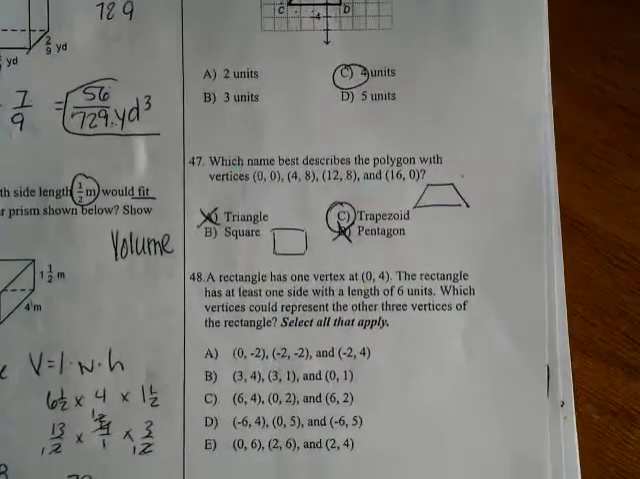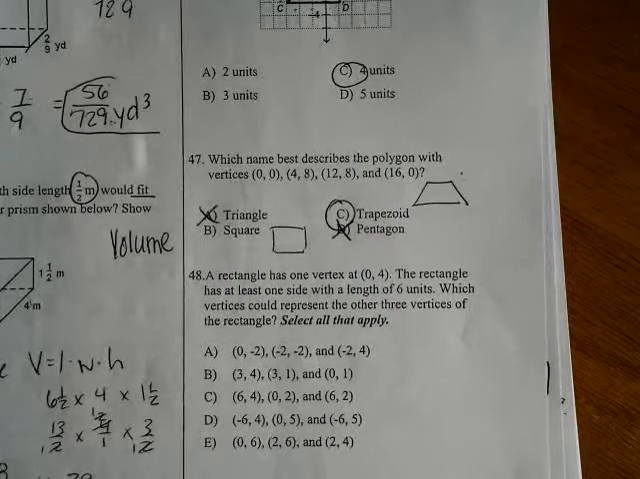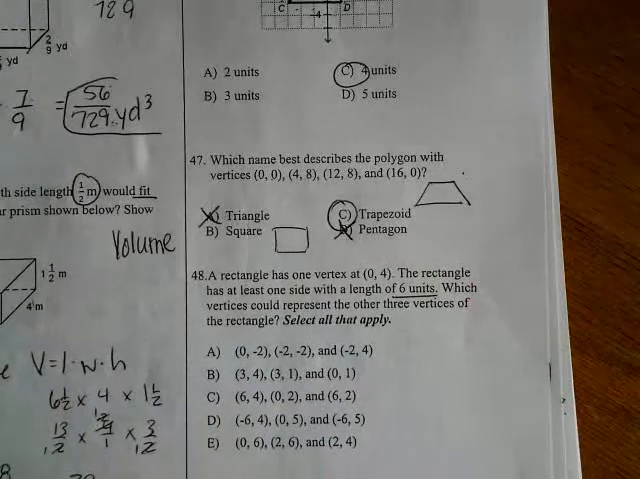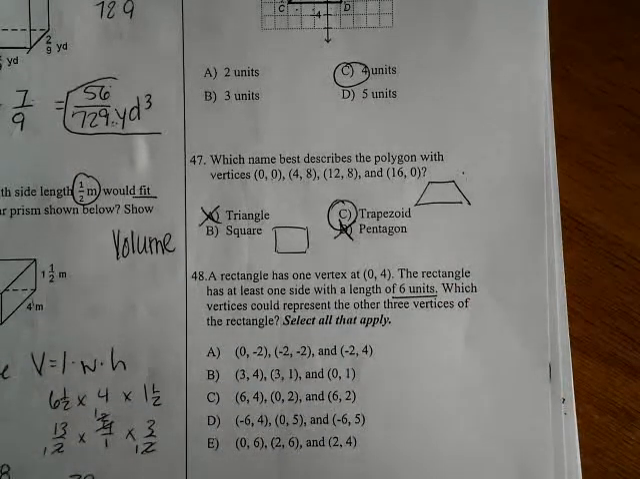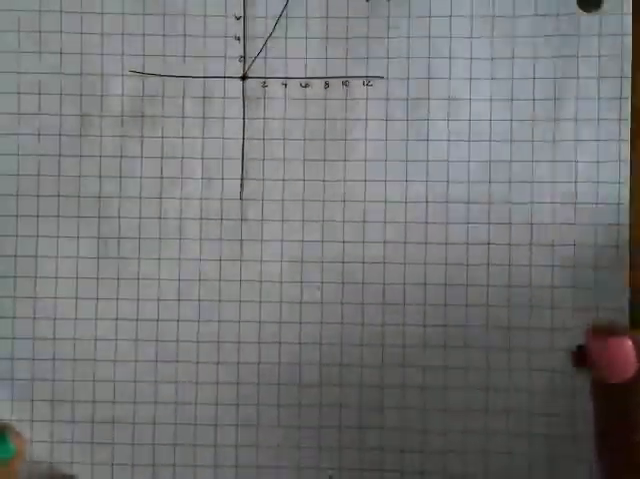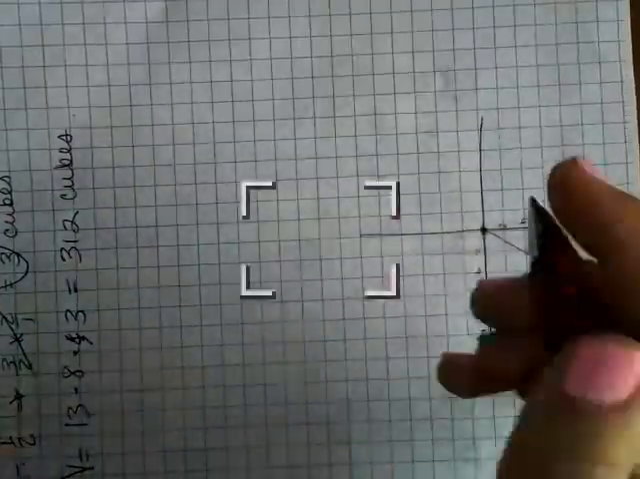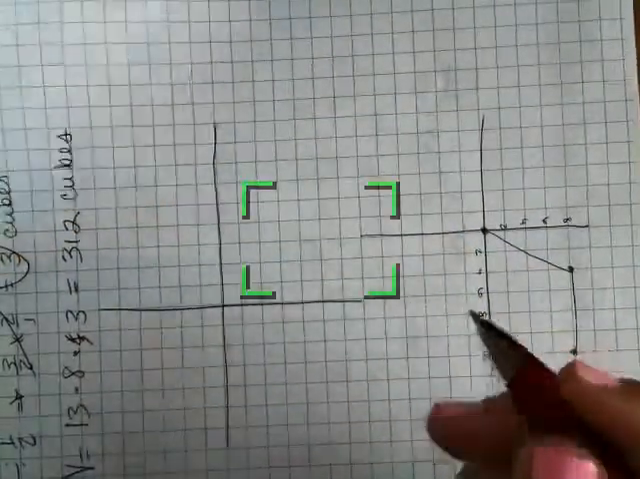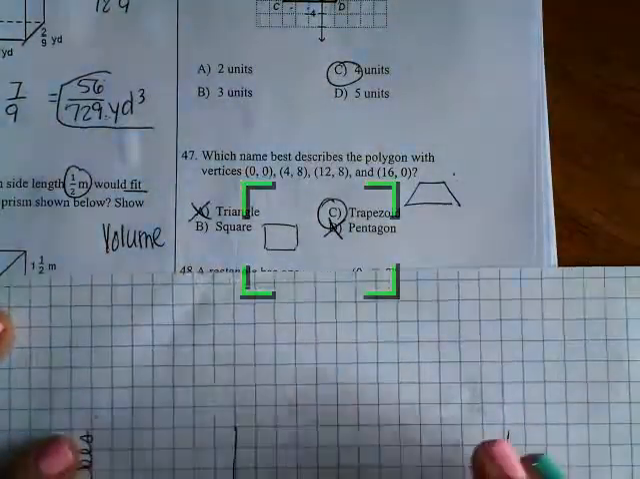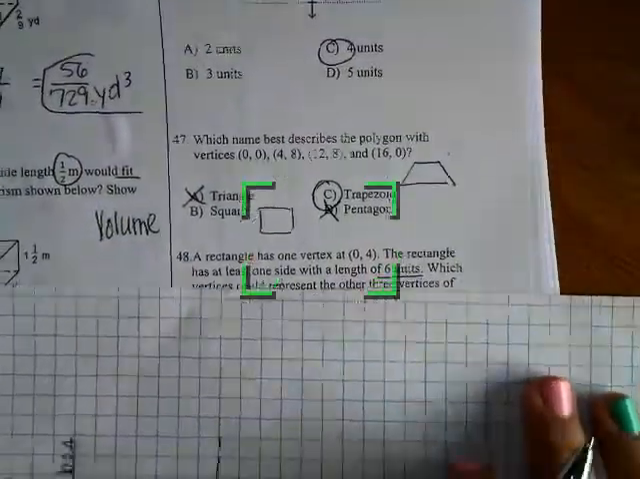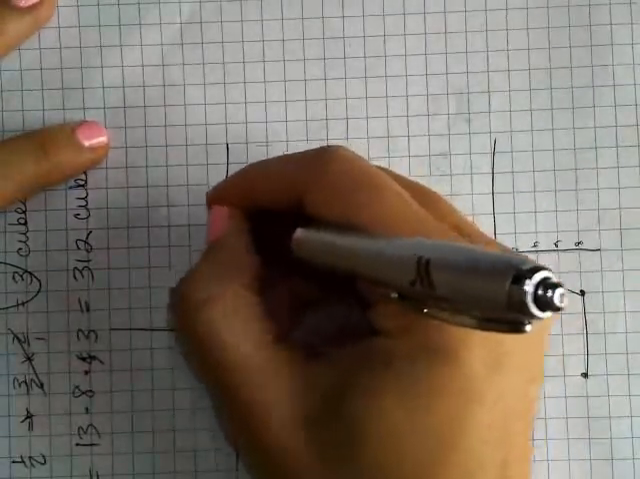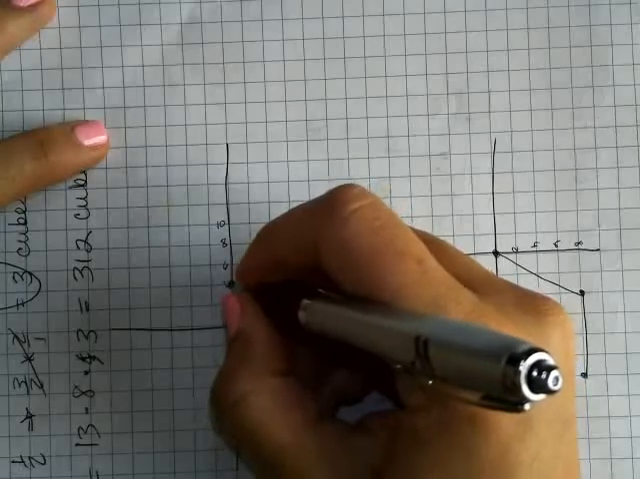A rectangle has one vertex at 0, 4. The rectangle has at least one side with a length of 6 units. Which of the vertices represent the 3 other vertices of the rectangle? Okay, so what you want to do in this case, I'm going to draw a coordinate plane. All right, the one that's most obviously given to you is 0, 4. That's the most definite one.